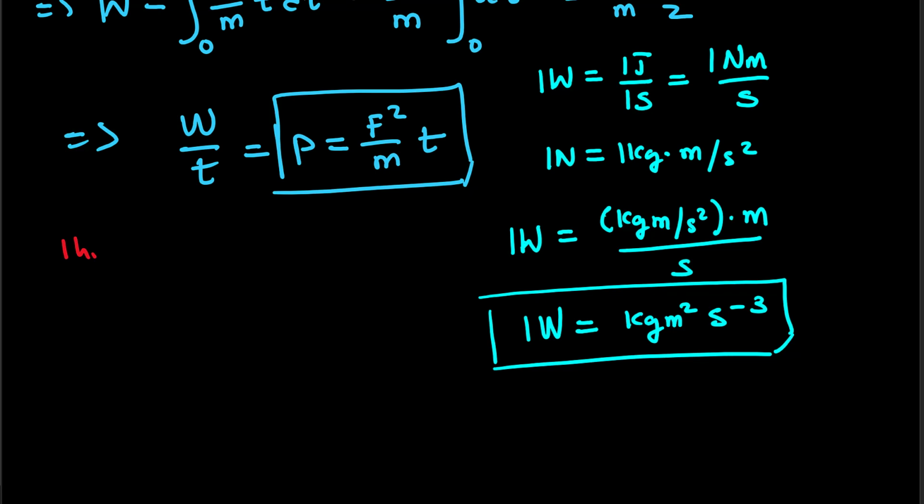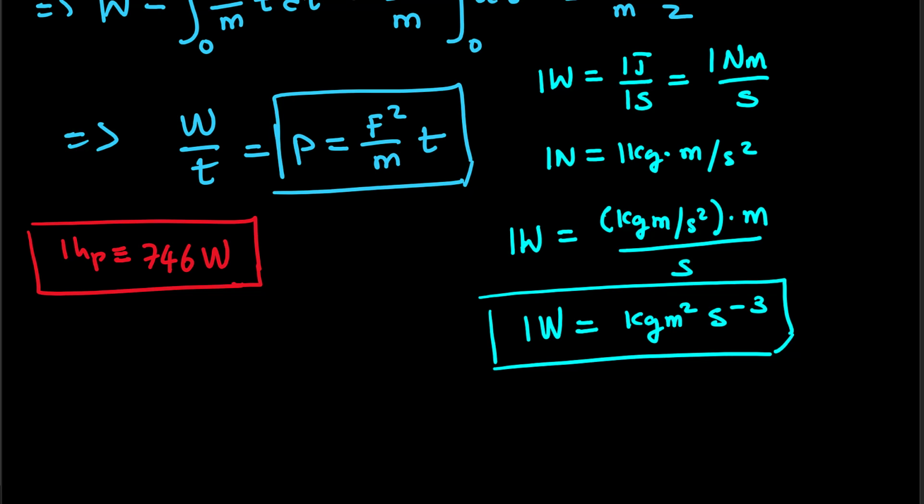1 horsepower is equivalent to 746 watts. Another unit that you will meet, which is not the unit of power, but the unit of energy, is the kilowatt hour. Now, the kilowatt hour is a common unit used to measure the electrical energy transmitted by an electrical grid. So the kilowatt hour really is not the unit for power, but the unit for energy.